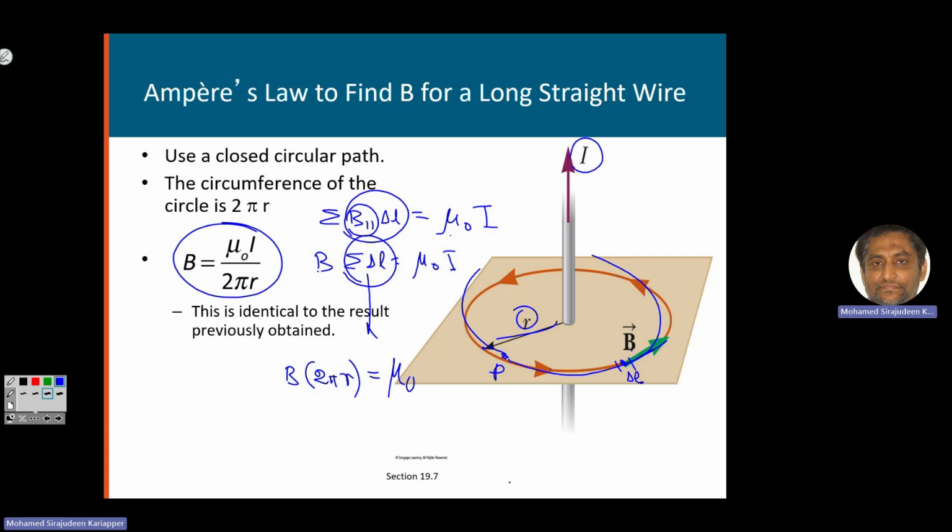Since I was going around in a counterclockwise path, up will be positive. My current is also up, therefore I'll put positive I. Now we can take it to this side. B is equal to mu 0 I divided by 2 pi r. So we got the same relationship that we had for the long straight wire before. We are proving that using Ampere's law.